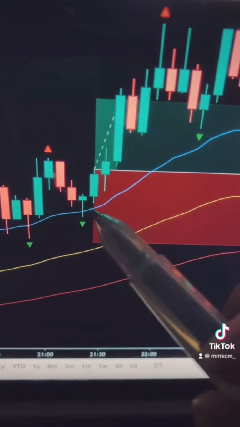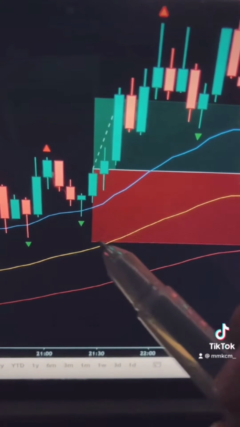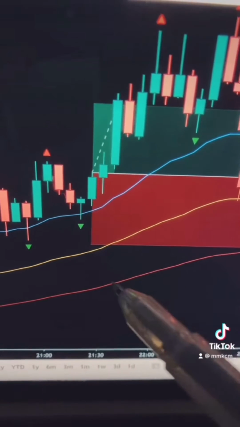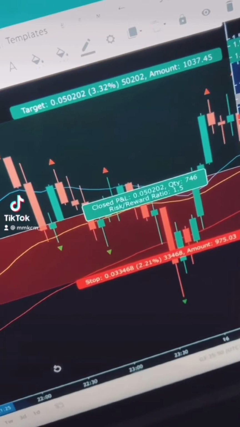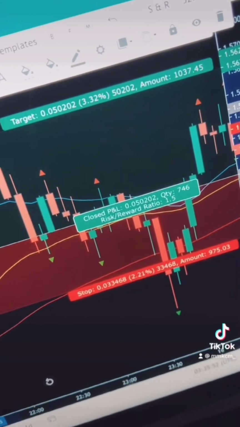If your entry point sa 20 nag-bounce, then stop loss will be dito sa 50. If sa 50 naman, 100. Ako kasi, personally, I use 1.5 risk-reward ratio.